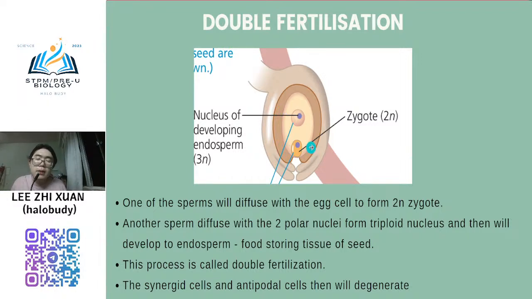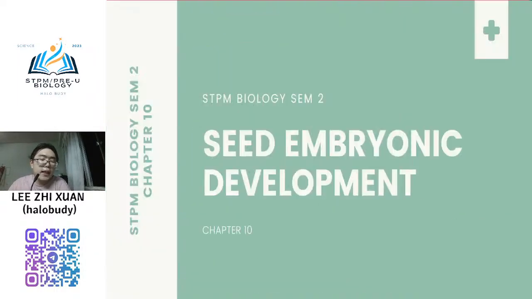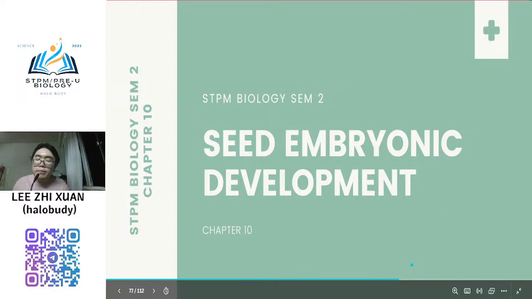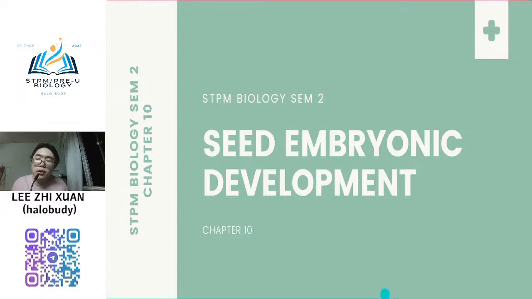So I already mentioned many times. One of the nuclei will fuse with the egg cell to form the zygote, and the other one will fuse with the central cell polar nuclei to form endosperm with 3n. So these two structures later will play a role in the seed embryonic development. So that's all about the double fertilization. So very easy, right? Because this one you already learned in SPM, I think. Just revision only. Okay.